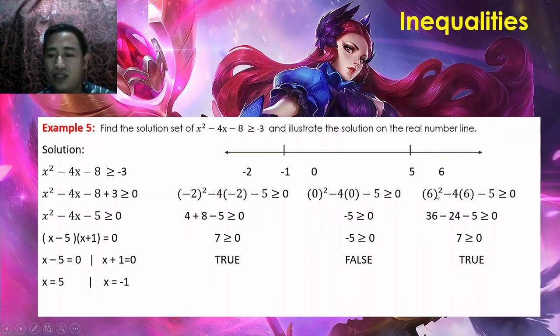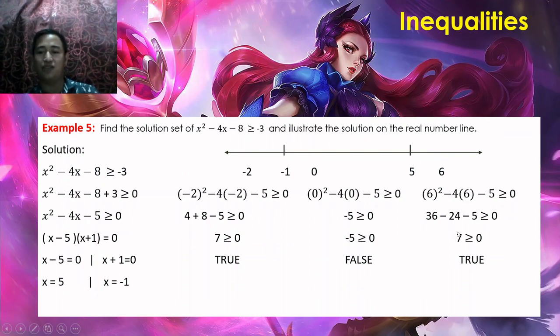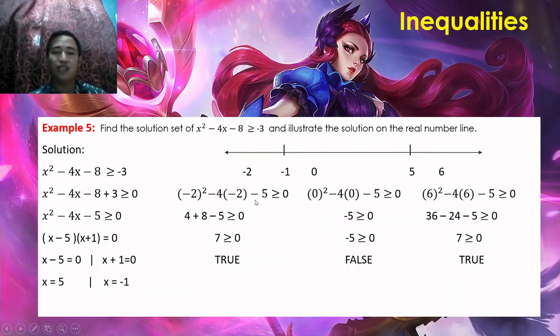Okay, so 6 squared minus 4 times 6 minus 5 greater than or equal to 0. So 6 squared is 36, and then negative 4 times 6 is negative 24. Then negative 5, greater than or equal to 0. So 36 minus 24 minus 5 is 7, greater than or equal to 0, which is true. So since it is true, greater than or equal, true.